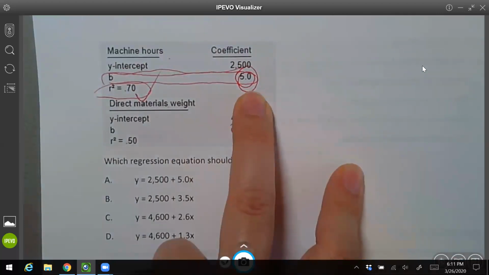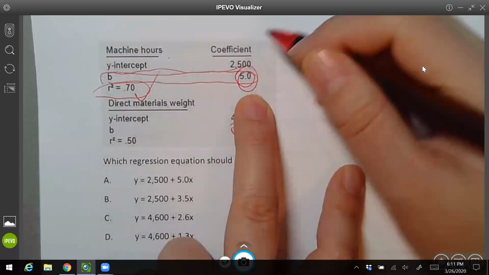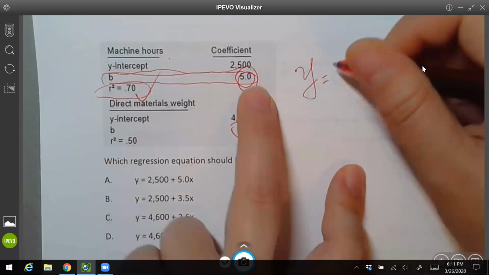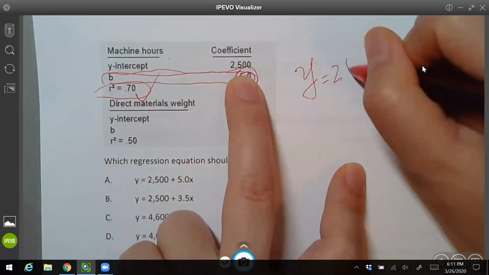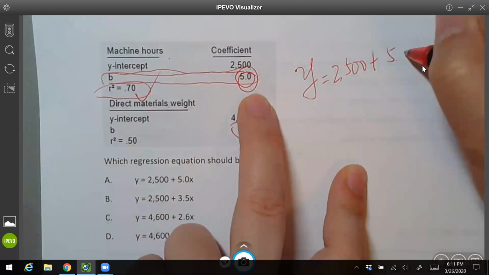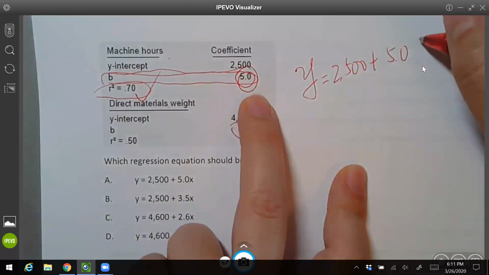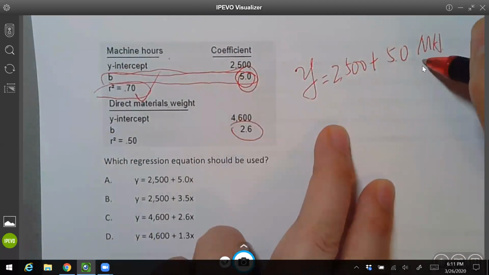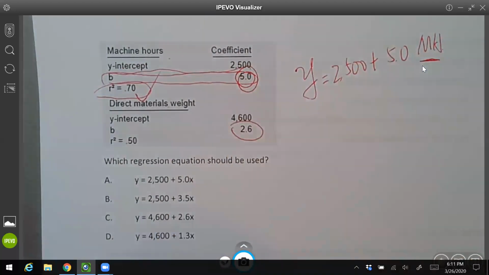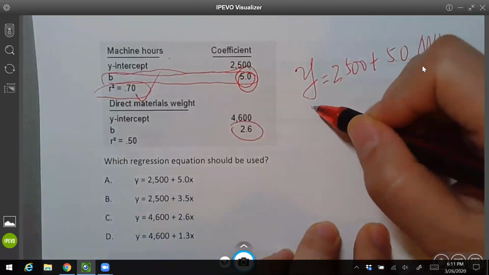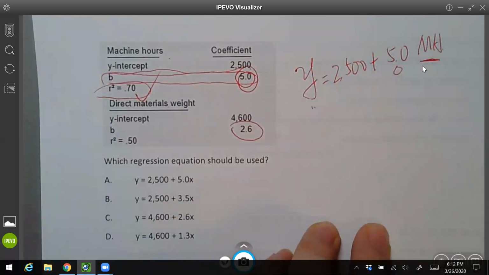This is the model. You write y equals intercept 2,500 plus 5.0 times machine hours. That means whenever your machine hours increase by 1 hour, your predicted cost will increase by $5.